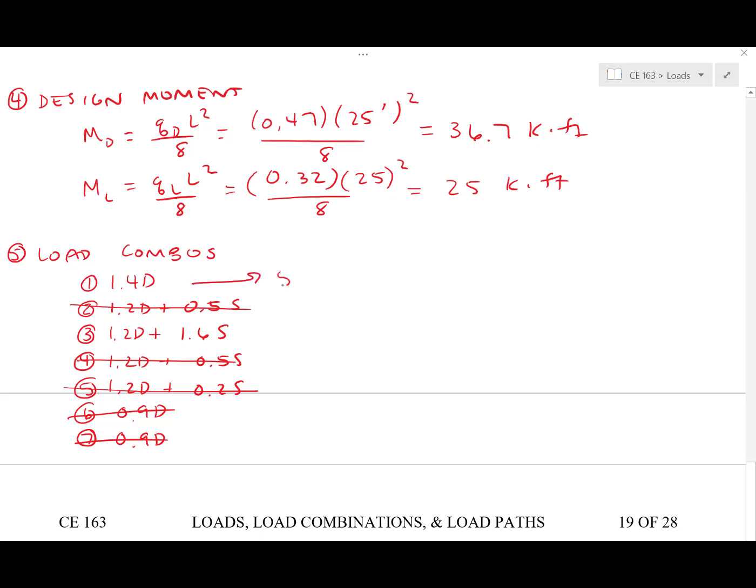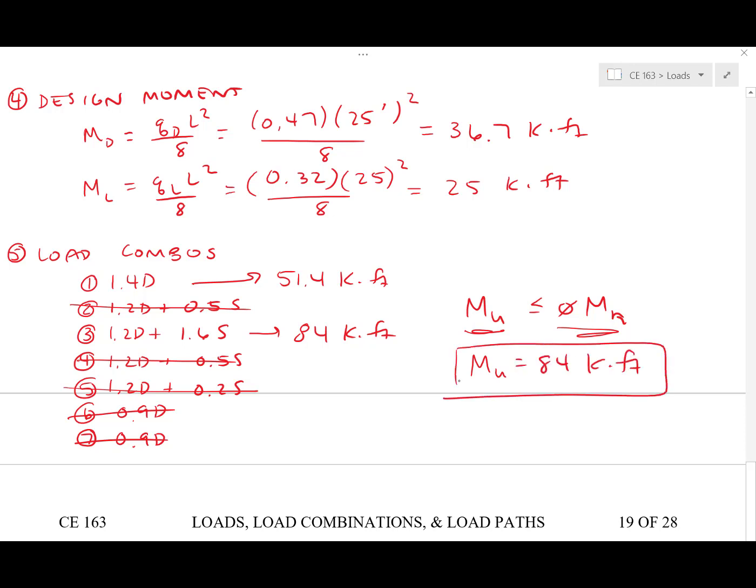Here I'm going to get 51.4 kip feet, and here I'm going to get 84 kip feet. So ultimately my M sub U, right, what I'm going to plug in to this LRFD equation, my factored loads are less than or equal to my factored strength. My M sub U here is 84 kip feet. Alright, it's the largest value for my load combinations.